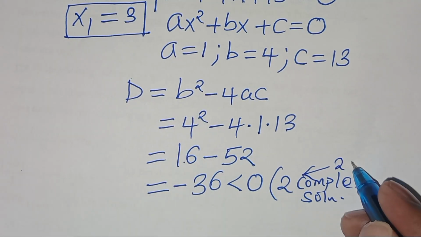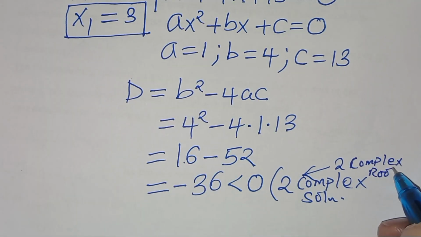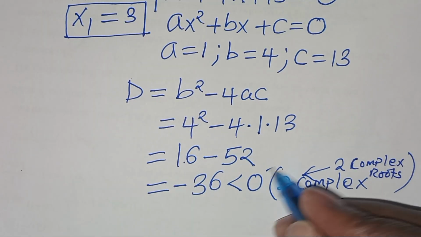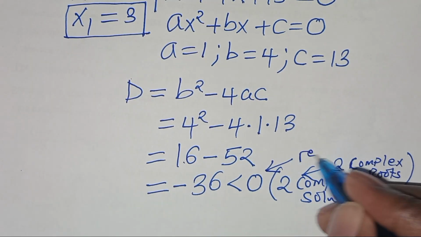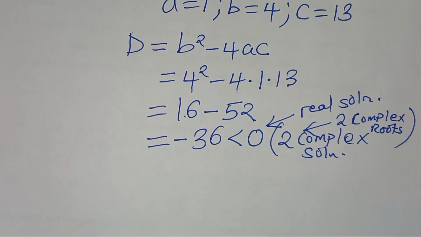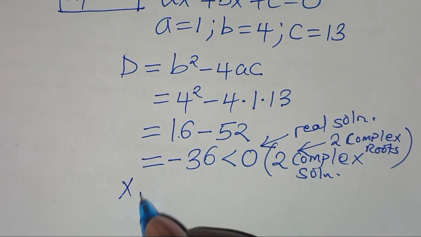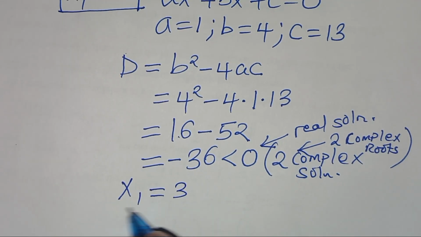So we have two complex roots, and this one will not give us a real solution. So we only have a real root, which is x1, which is equal to 3.